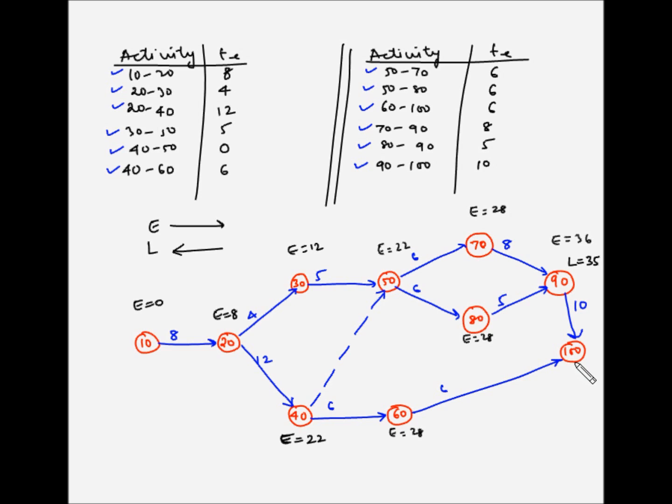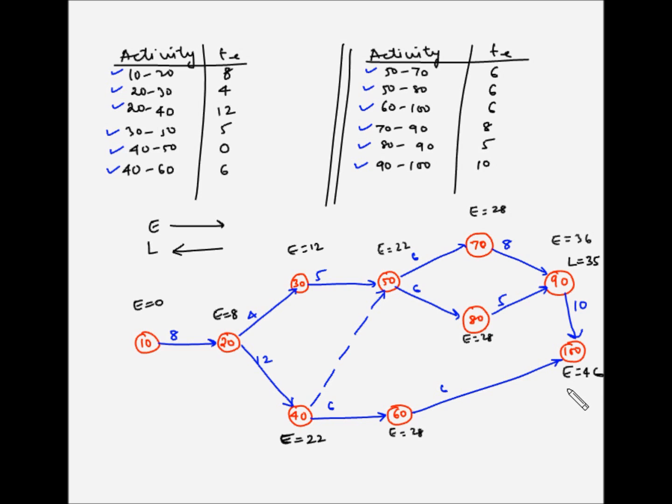Now for node number 100, the earliest occurrence will depend on the completion of activities 90 to 100 and 60 to 100. So 90 to 100 will complete on 36 plus 10, which is the 46th day, whereas 60 to 100 will complete on 28 plus 6, which is the 34th day. So the earliest event 100 can take place is 36 plus 10, which is the 46th day. Now the earliest we can complete the project is the 46th day.